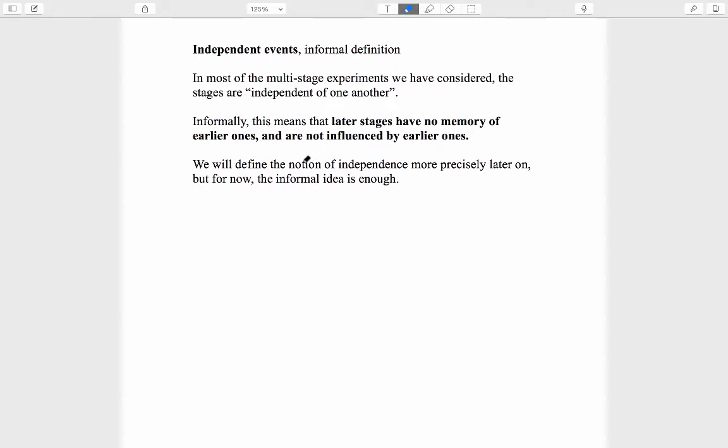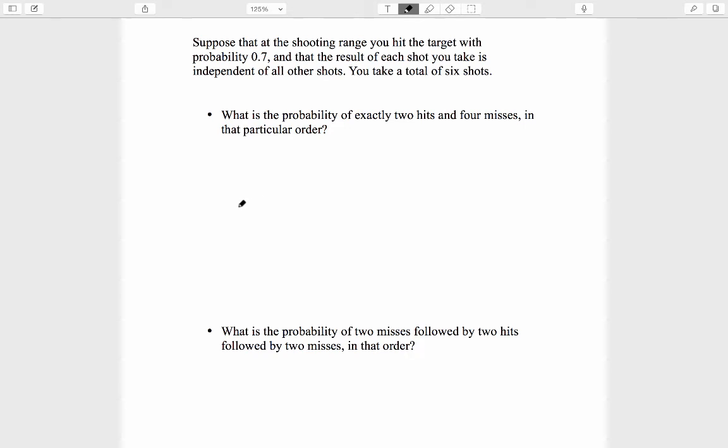For our purposes, for the next portion of this course, we're going to be working primarily with independent events. We're going to define this notion of independence more precisely later on. For now, this informal idea, as described here, will be enough. Let's take our new thinking to the next level.